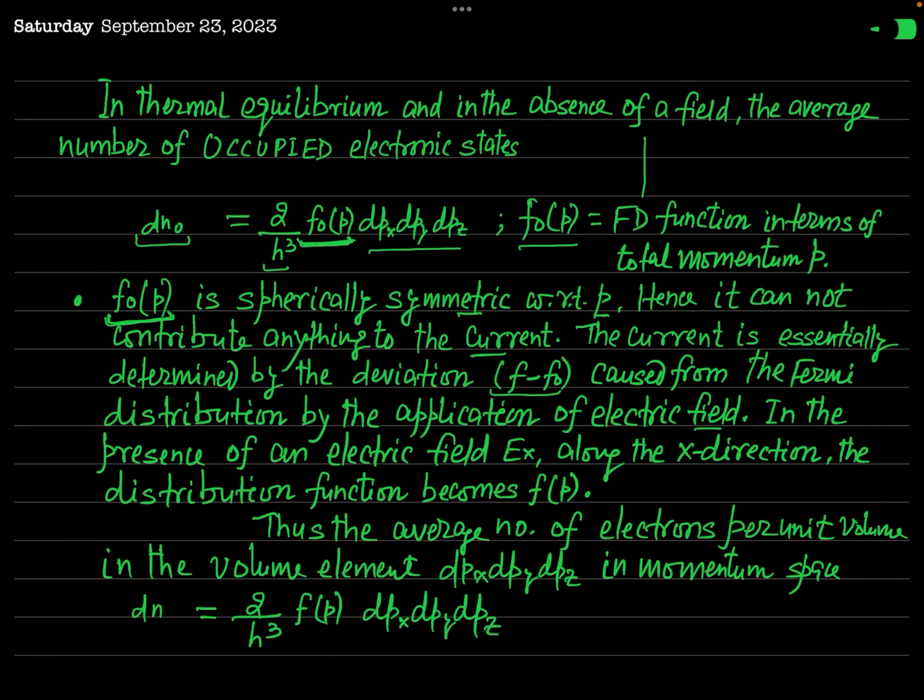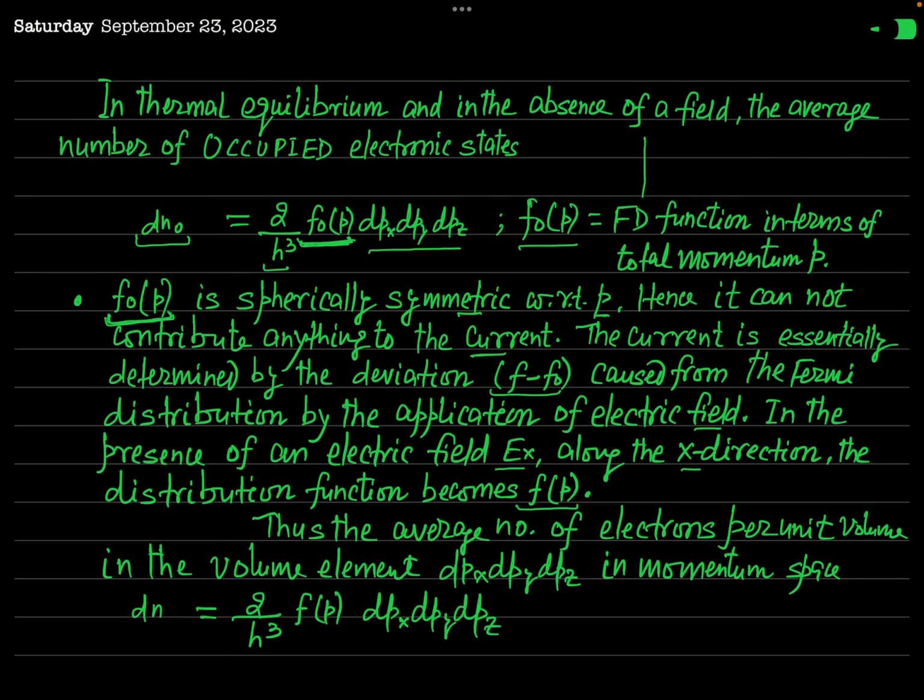Actually f is the value of this distribution function in the presence of the external field. So in the presence of an external electric field Ex along the x direction, this distribution function becomes f of p. And now what will be the number of occupied quantum states in the same volume in momentum space? But again, we are taking the volume in physical space to be equal to unity.